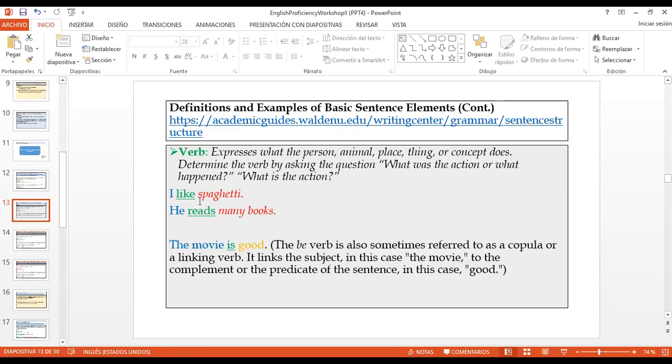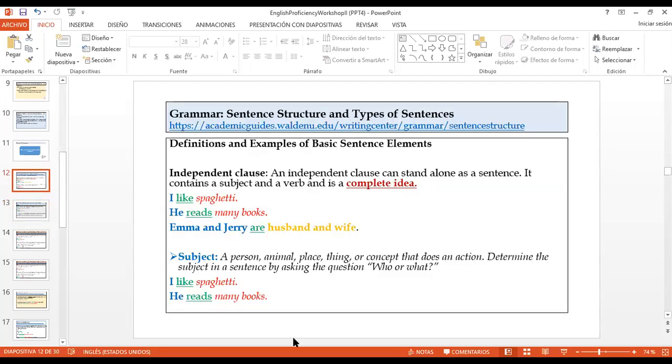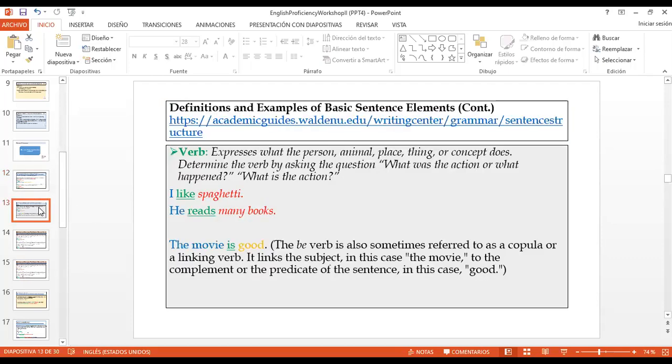For example, I like spaghetti. He reads many books. So the action or the feeling is symbolized in the verb. And all the sentences have subjects and verbs. So whenever you're going to write a sentence and start like, for example, "like spaghetti," something is missing. The subject is missing. And also, if I say "I spaghetti," then there is something missing in the middle. So verbs and subjects cannot be absent. They need to be present in English. So we need to put it there.